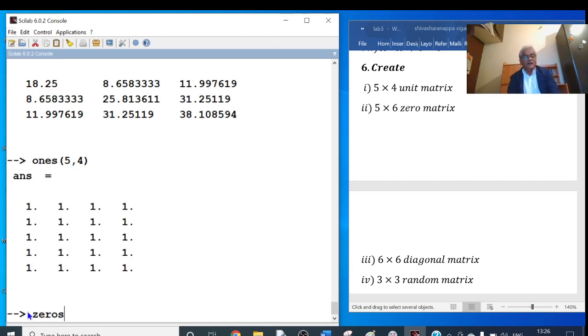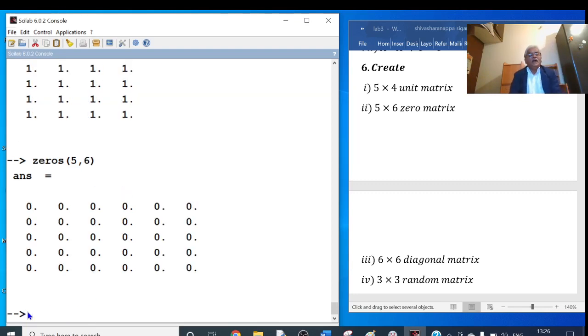zeros. This is the command in Scilab. Open bracket, give the order here. 5 by 6 I need, so 5 comma 6. Close the bracket. Enter. I am getting a zero matrix whose order is 5 by 6, 5 rows and 6 columns. Next, a 6 by 6 diagonal matrix. The command is diag, bracket 6 comma 6, bracket close.